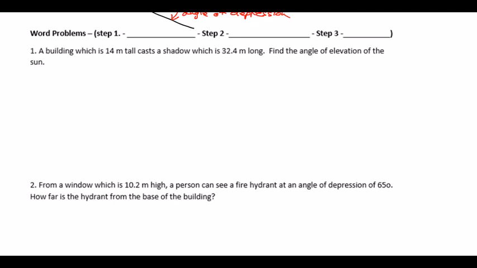For our word problem number 1, a building which is 14 meters tall casts a shadow which is 32.4 meters long. Find the angle of elevation of the sun. So, in order to figure out the angle of elevation, we've got to start by drawing a picture. Let's do that. And our shadow runs along the ground.